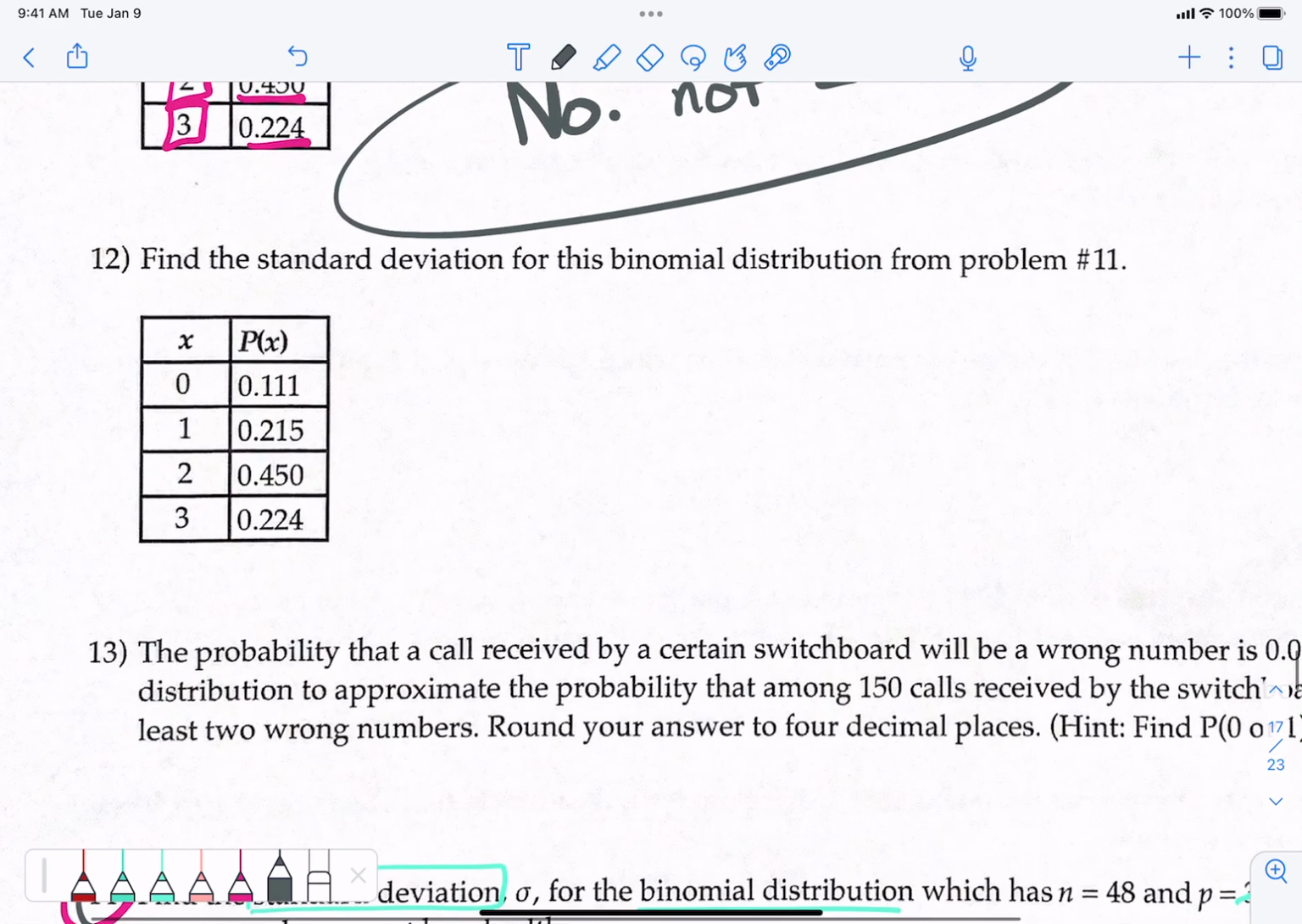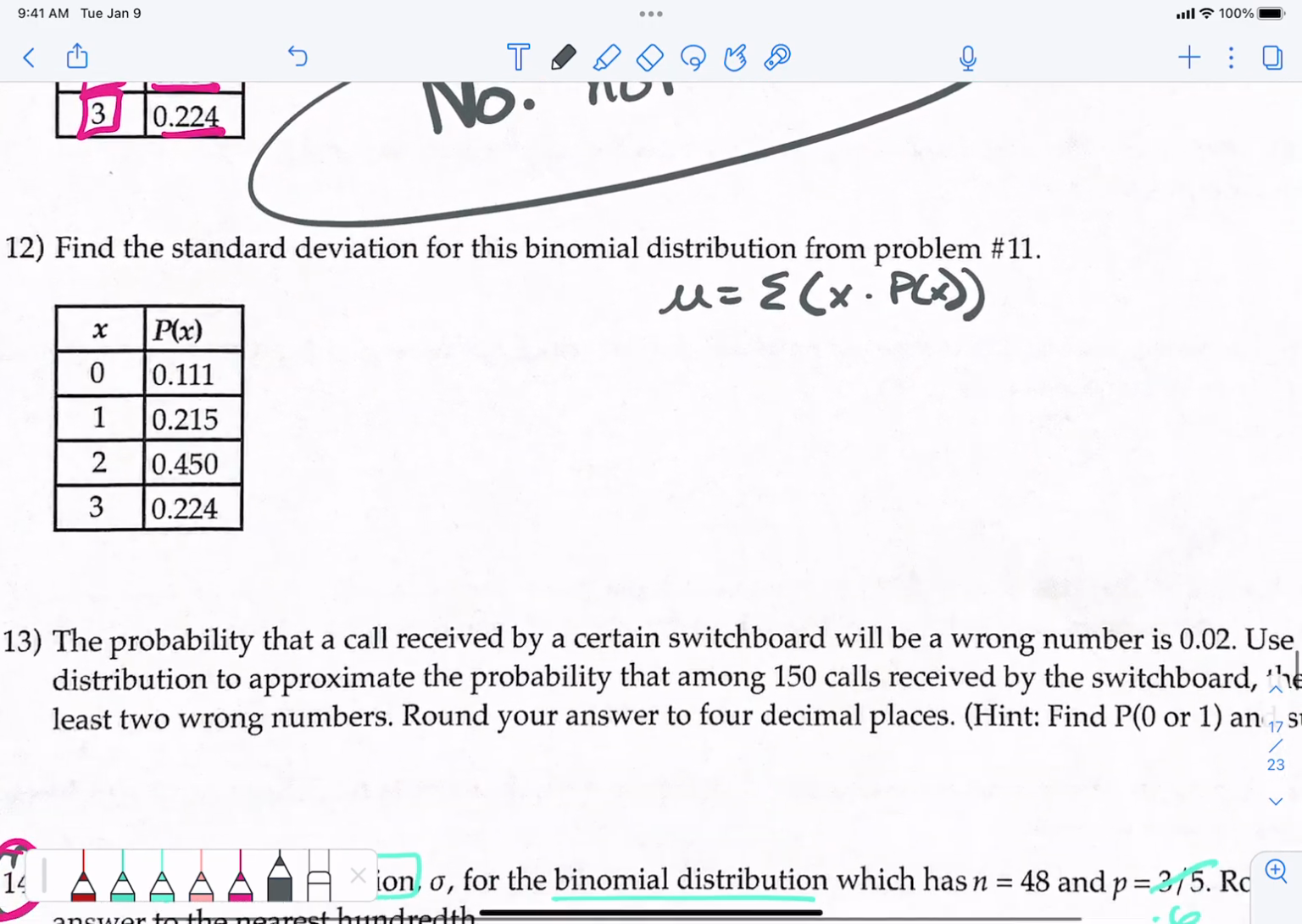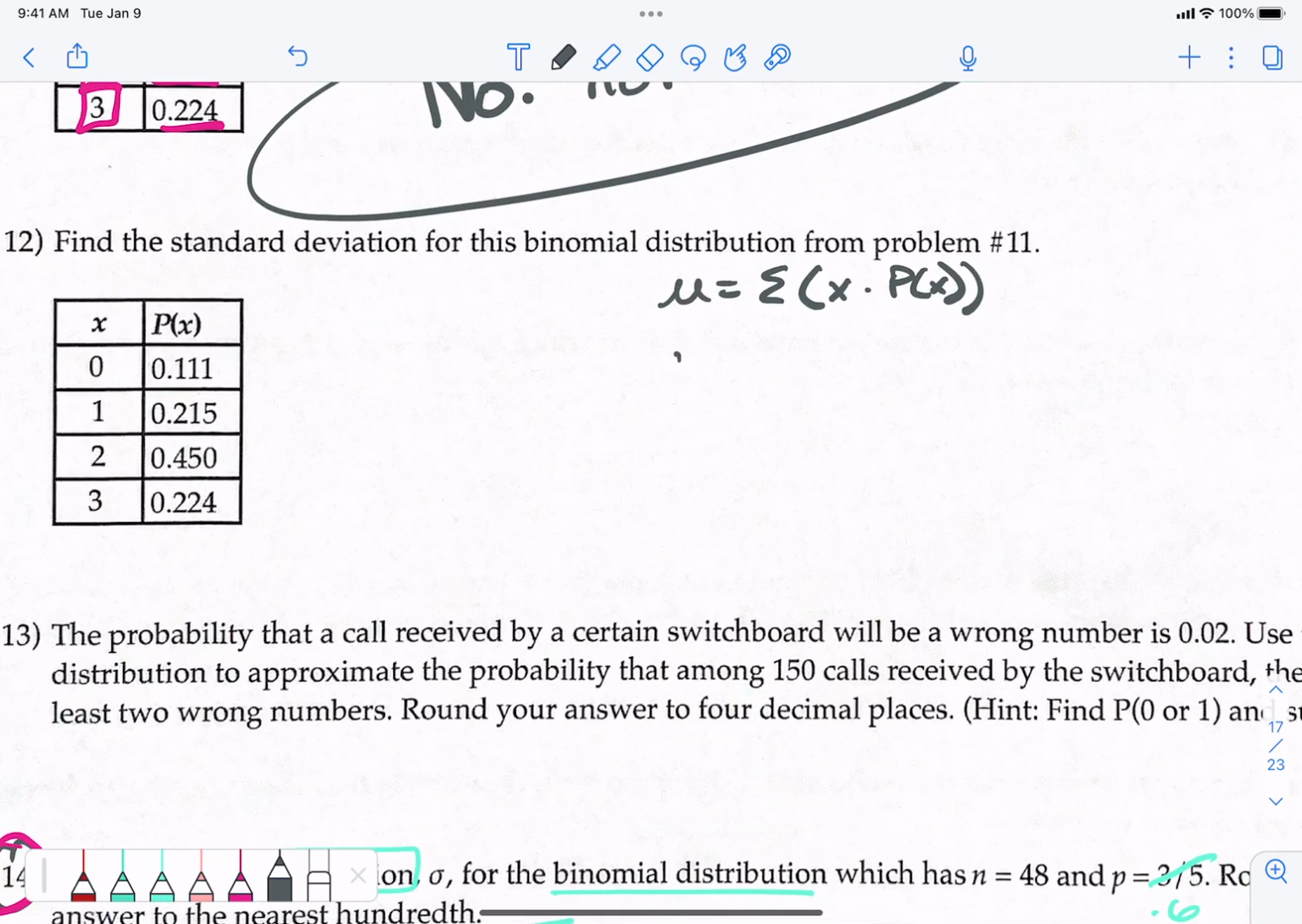All right, this one, standard deviation. We just found the average. The average was the sum of all the X times the P of X's. Write it down, because we have to find it. This one's going to be a little bit longer of a problem. Then we have to find the standard deviation.